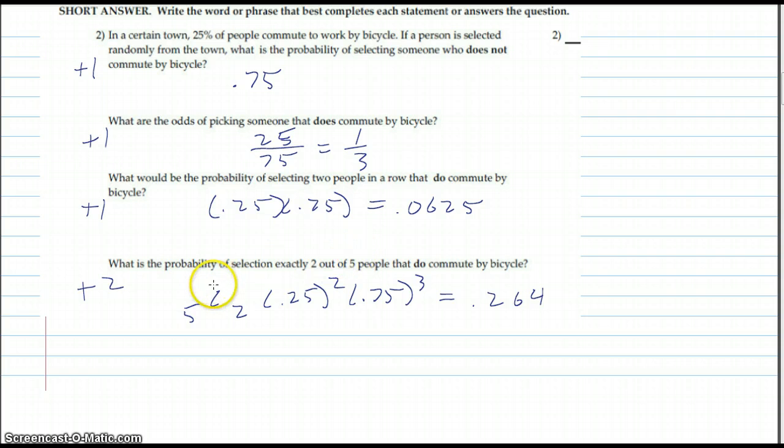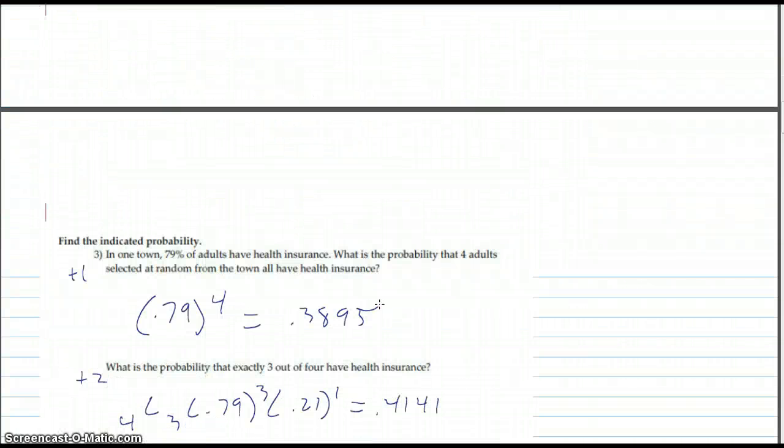And on the next one, what's the probability of getting exactly 2 out of 5? So it's a binomial. So it's 5 choose 2, 2 successes, 0.25 to the second, and then 3 that do not, which is 75% chance, and you want 3 of those. So it's about a 26% chance that that scenario would happen.